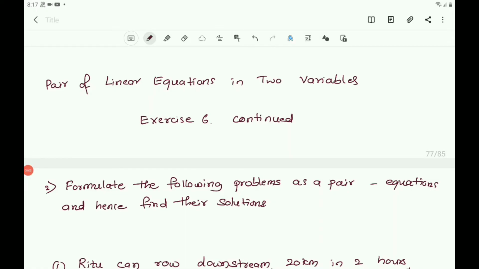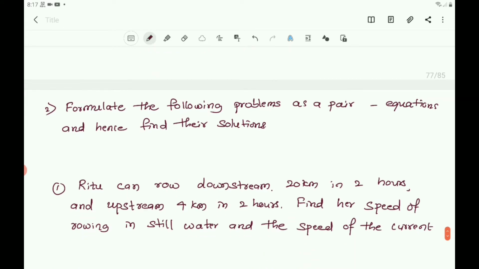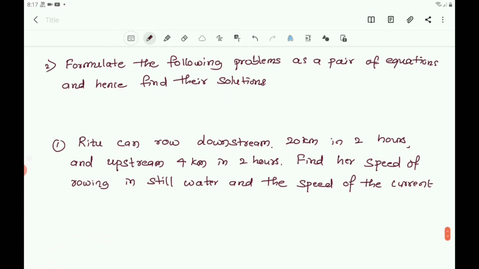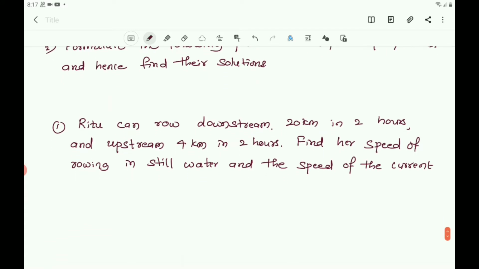Children, it is a continuation of the chapter Pair of Linear Equations in Two Variables. Let us continue Exercise 6. The second main question: formulate the following problems as a pair of linear equations and hence find their solutions.